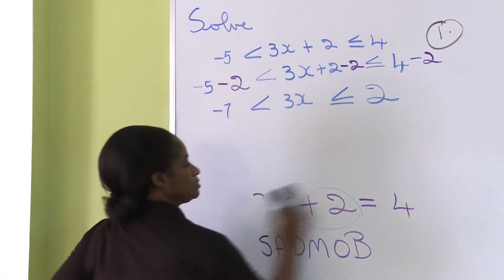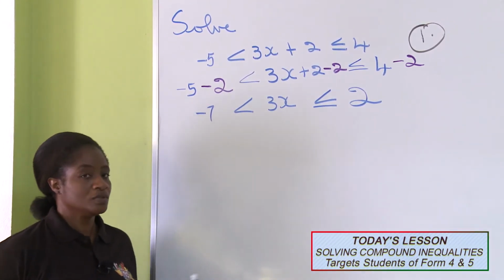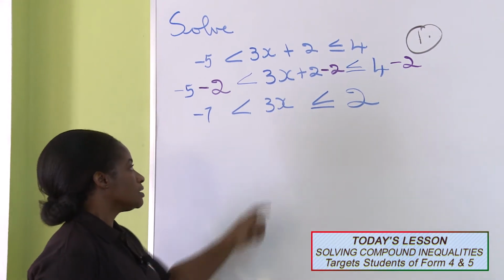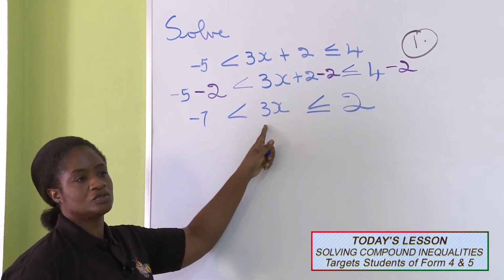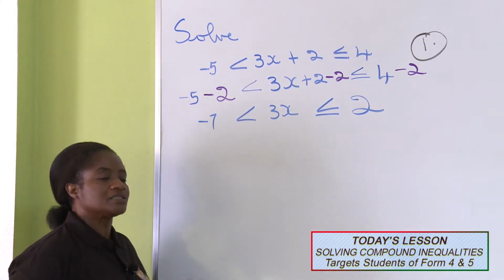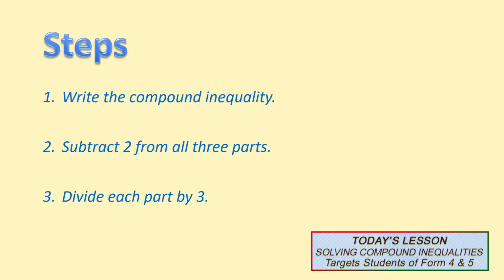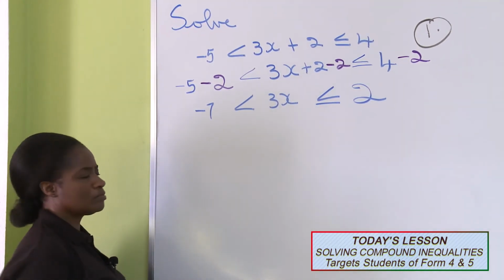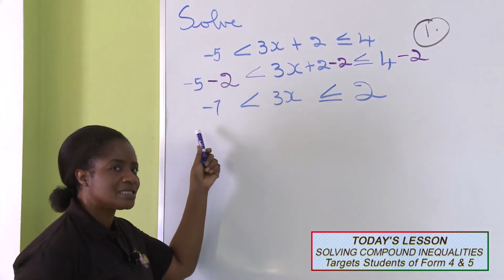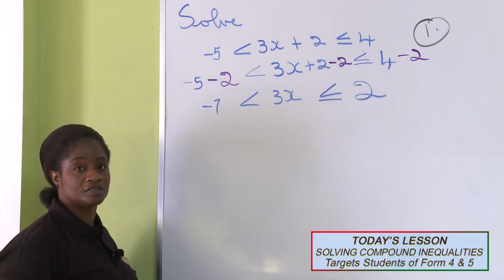Allow me to take this out. Let me take that out. Because we now know that 3 is the only one left to go. The purpose of 3 here is to multiply. So 3x is 3 times x. So to get rid of 3, if you look on your screen, in my third step, it says divide each part by 3. So as usual, you're not going to do this in this line. You are going to rewrite this line and then show the operation.